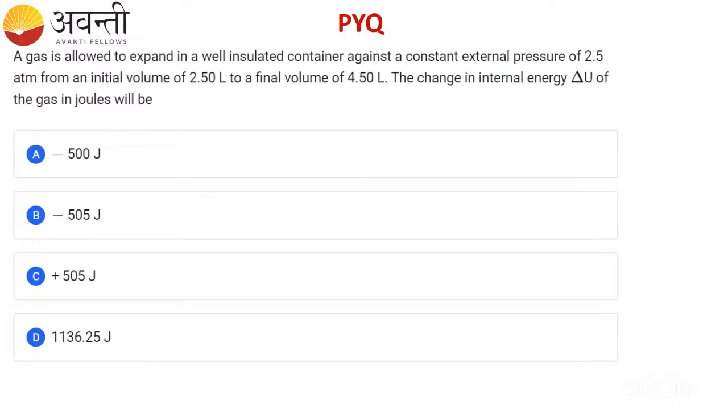Expand in a well-insulated container against a constant external pressure of 2.5 atm. So what is given? The constant external pressure is given as 2.5 atm. So this is the P external value. From an initial volume V1 of 2.5 liter to a final volume of 4.50 liter. The change in internal energy. We have to find out the delta U for this question.